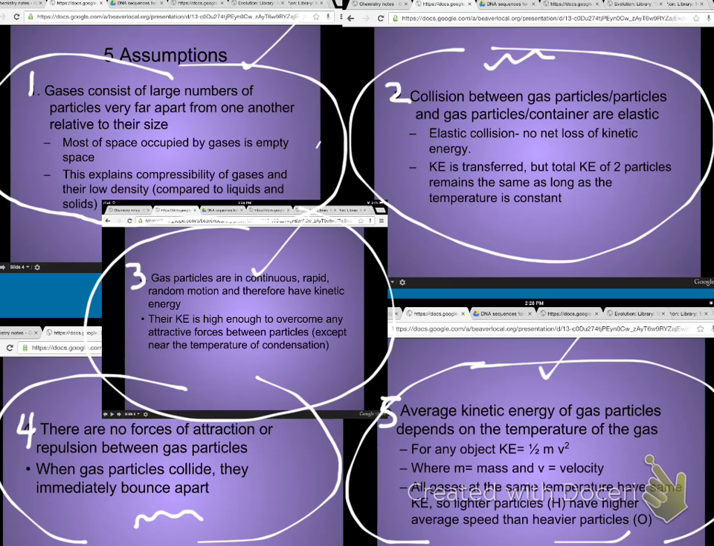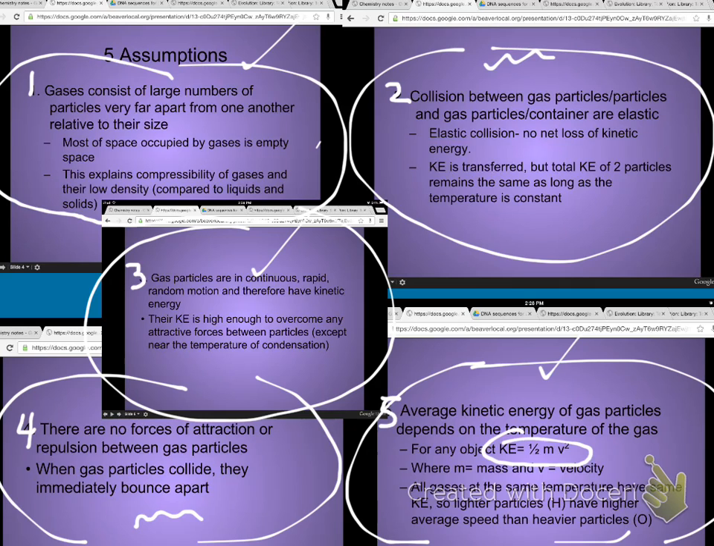So we can write a formula for kinetic energy, KE equals 1/2 mv squared. And what we can say is that two things that are at the same temperature have the same amount of kinetic energy. Well, if they have the same kinetic energy, but they have different masses, they have to have different velocities. So really all this boils down to is heavier particles move more slowly at the same temperature than lighter particles.